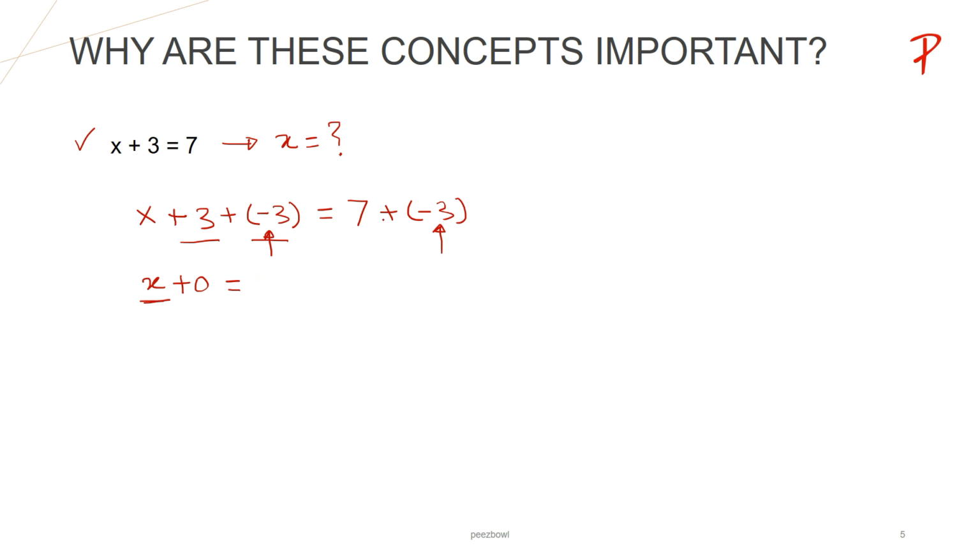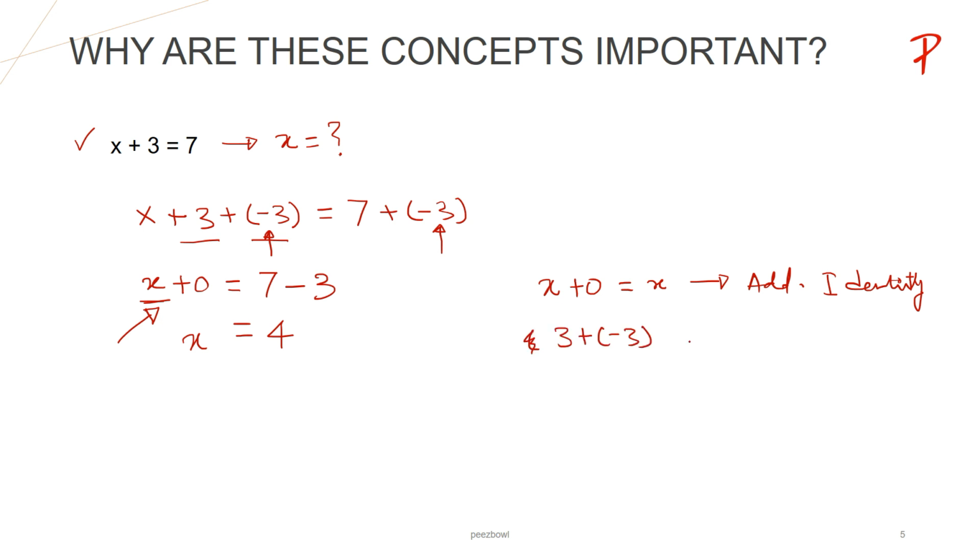And on the right side we have 7 minus 3. This is going to be 4. x plus 0 is nothing but x. As you can see here, x plus 0 is equal to x. This is an example of additive identity, right? And here 3 plus minus 3 is equal to 0. It is an example of additive inverse.